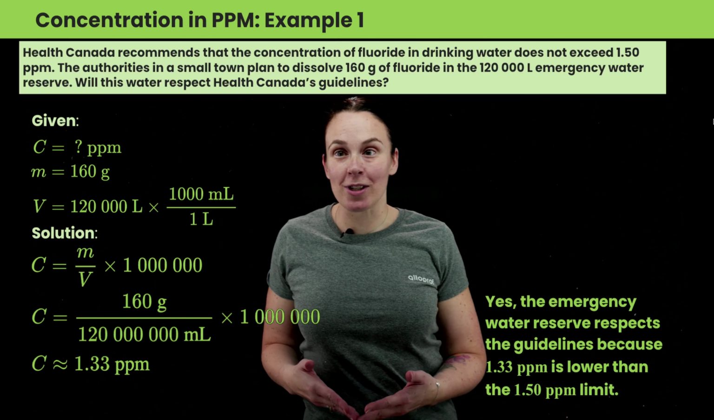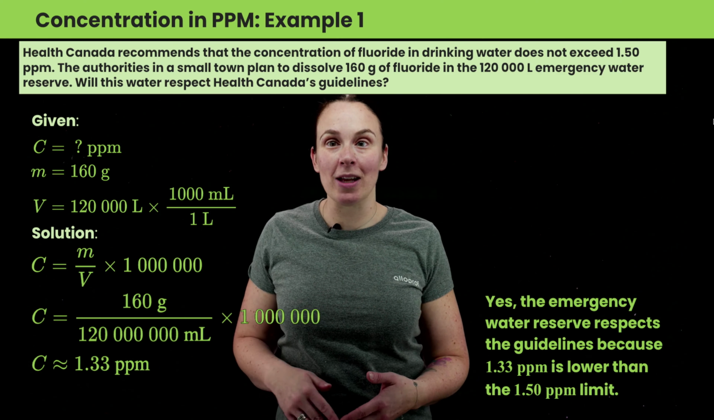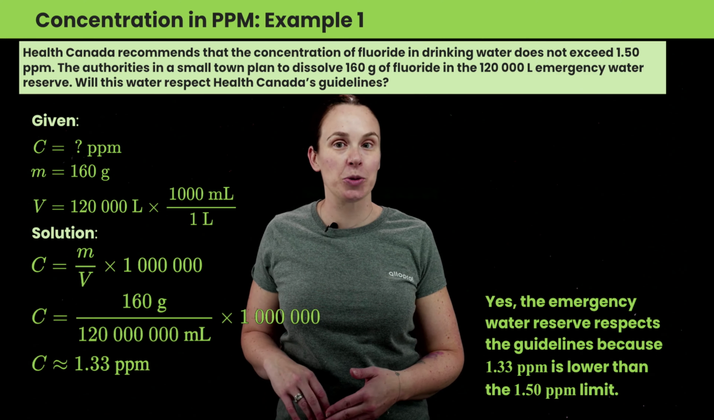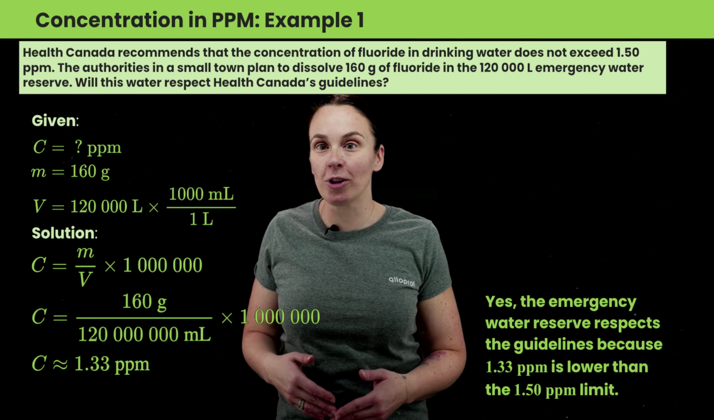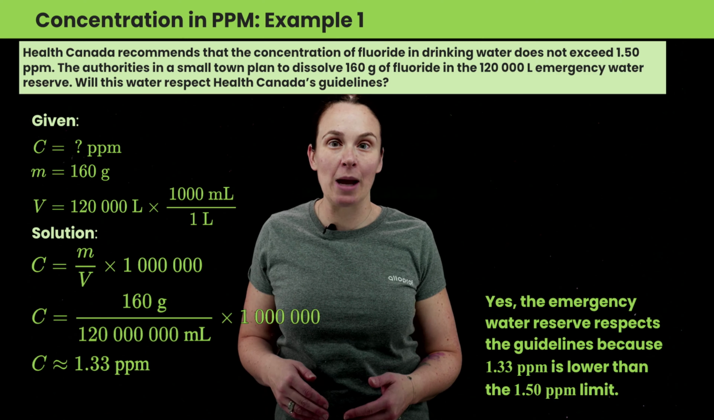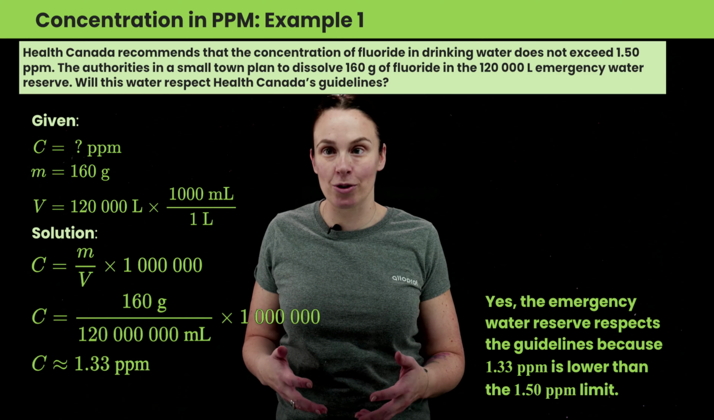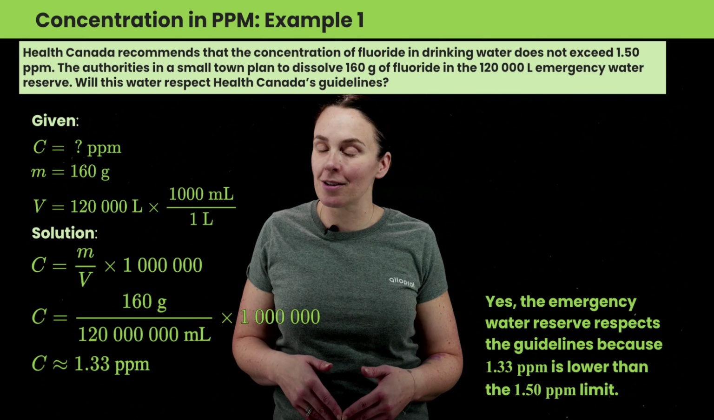So let's practice with the first example. Health Canada recommends that the concentration of fluoride in drinking water does not exceed 1.5 parts per million. The authorities in a small town plan to dissolve 160 grams of fluoride in the 120,000 liters of emergency water reserve. Will this water respect Health Canada's guidelines?